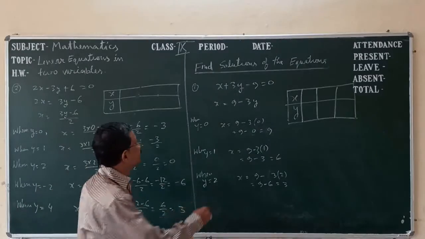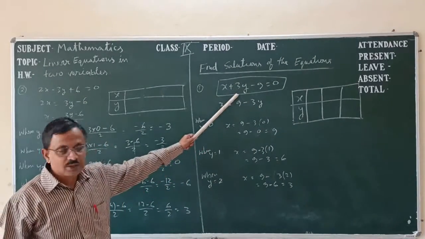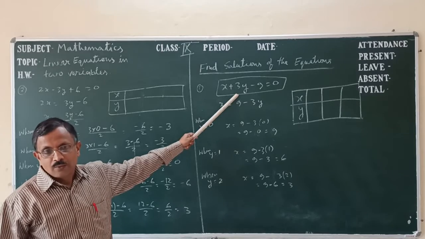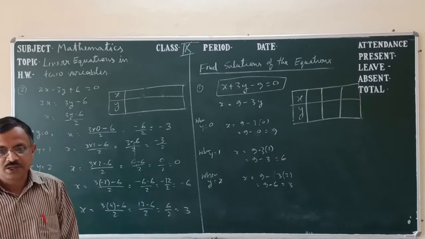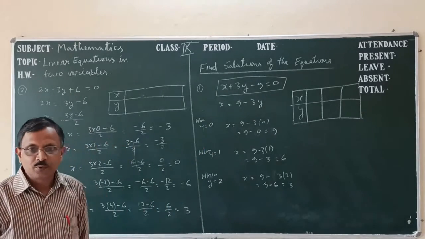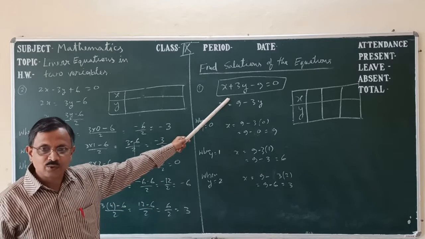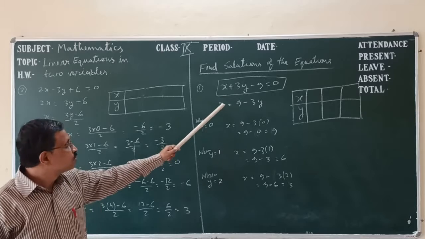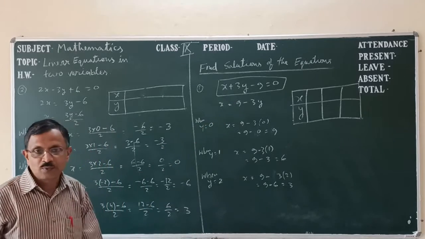This is the equation x plus 3y minus 9 is equal to 0. For what values of x and y does this equation satisfy? That means we have to find the points through which this line passes. If we represent this in a graph, it will represent a straight line. So first we find the solution of the equation. How to solve this?